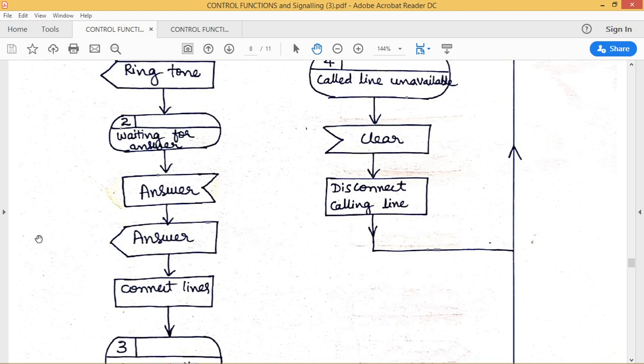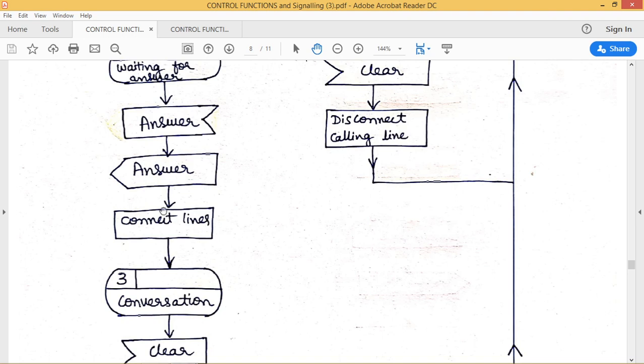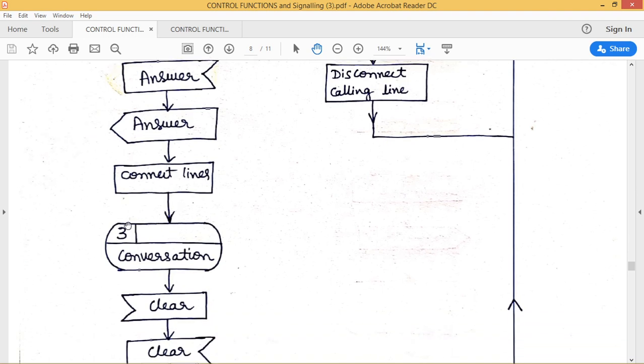So once answer signal is received by the calling person, a connection will be established from the calling person to the called person via the local exchange. So that is what connect lines is about. So once connection is established, the system goes into state 3, and that is what conversation state is, where conversation takes place between end users, the calling and the called person.